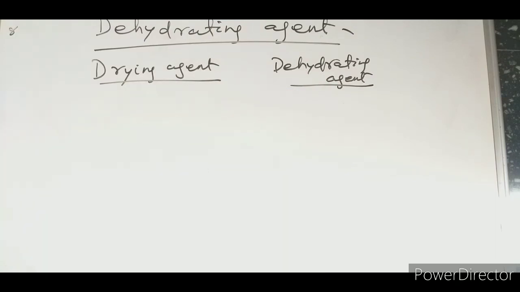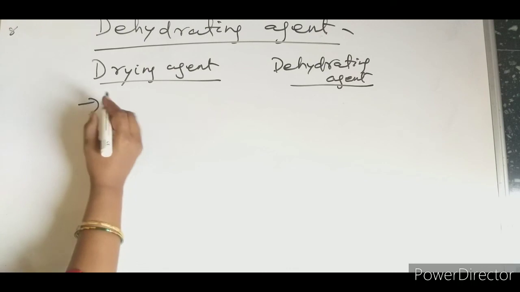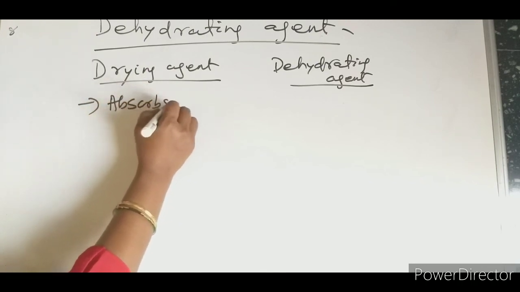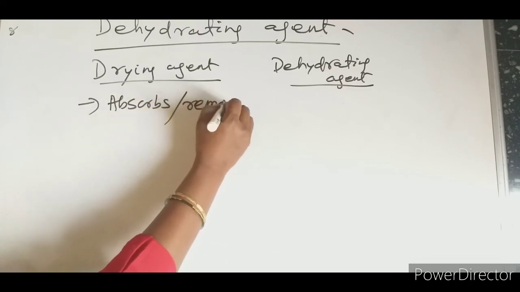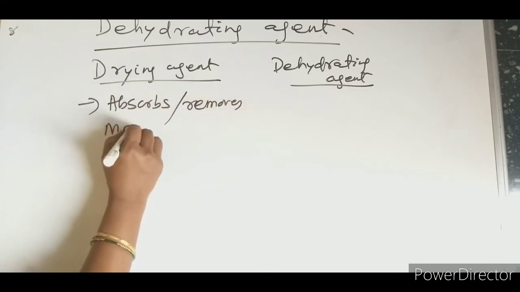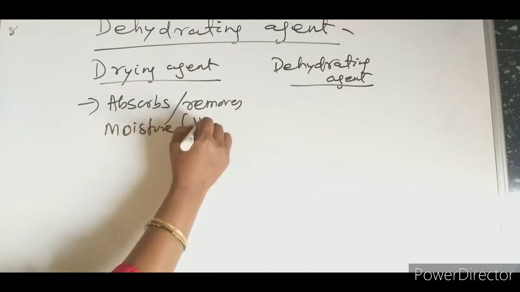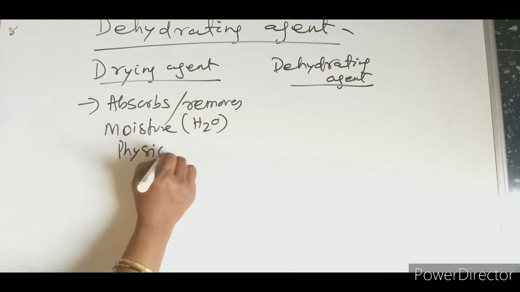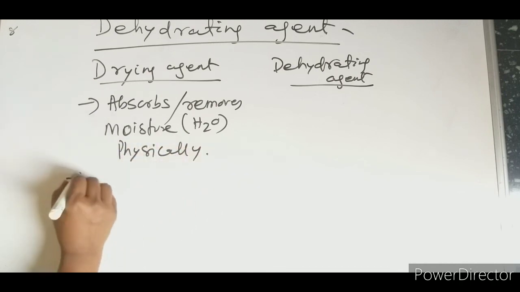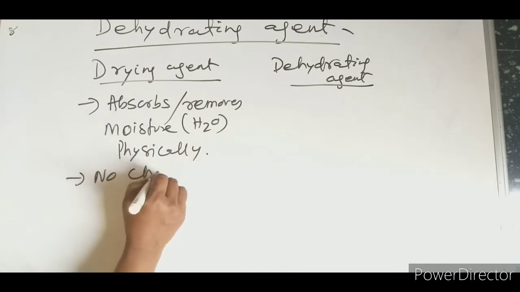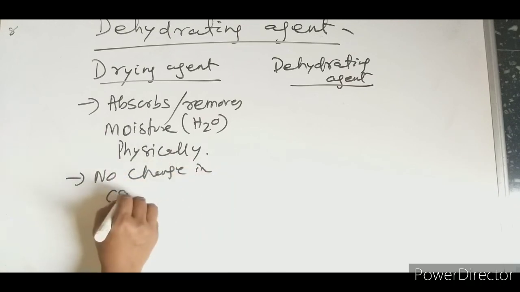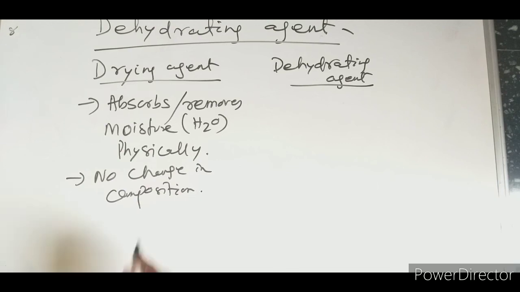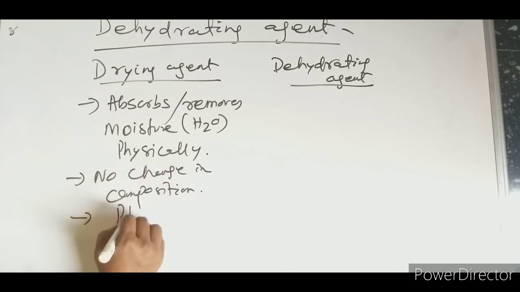Drying agent means it absorbs moisture physically. It absorbs or removes moisture or water physically. No change in composition. This is a physical change.